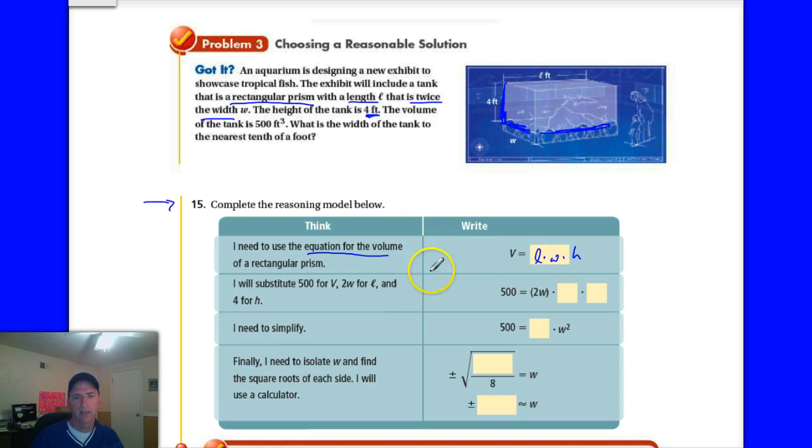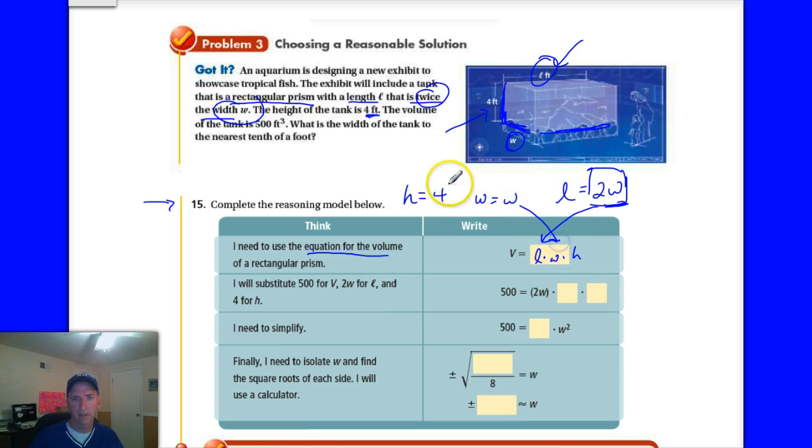Well, here's what we know. We know that the height is 4, right here, and we know that the width is W, right here, and we know that the length is L, but they tell us right here that the length is twice the width. So we also could relabel this L as 2W. If the length is really 2W, I can substitute that 2W in for that L and keep that there, and I know that this 4 is 4 here. And that's what they're trying to tell you in this line right here.